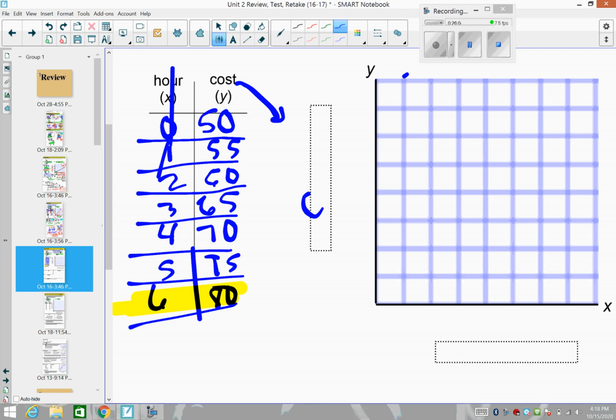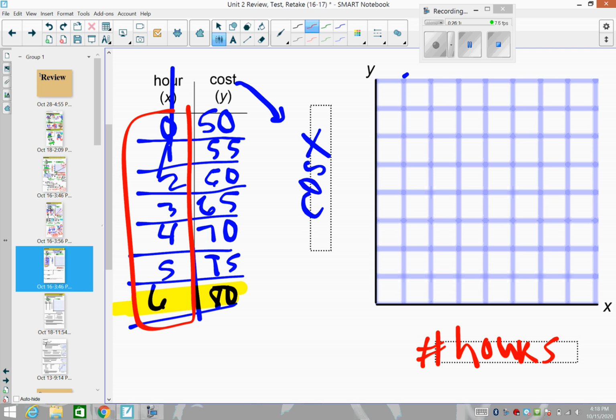The Y is the cost. That's stated, that's given to us. X is the number of hours that we do what? That we rent the locker. Our X's range from 0 to 6. So when I graph that on my X-axis, it would be 0 through 6.